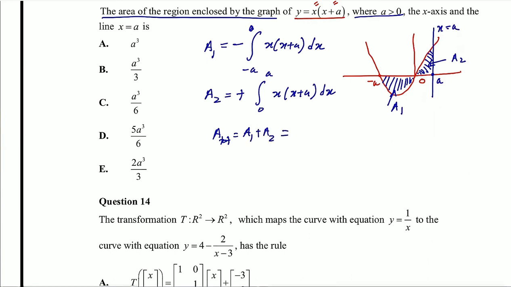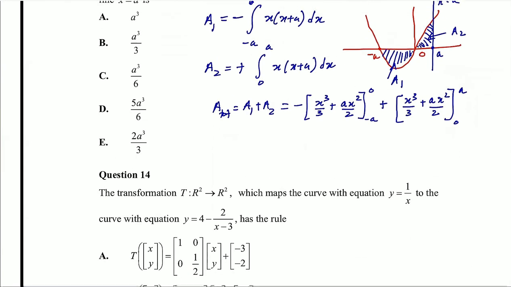So A1 would be, okay, what is A1? Minus, that would be x cubed divided by 3 plus A x squared divided by 2, from minus A to 0, plus x cubed divided by 3 plus A x squared divided by 2 from 0 to A. Right? So you can't do this in the calculator because A is unknown. So they are very smart to give these questions. So you feel the pain in the exam.